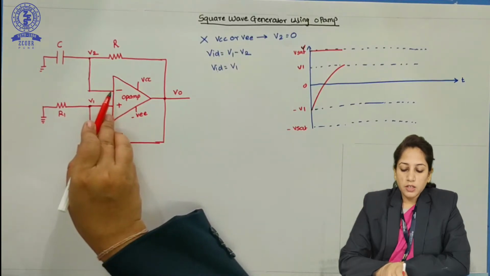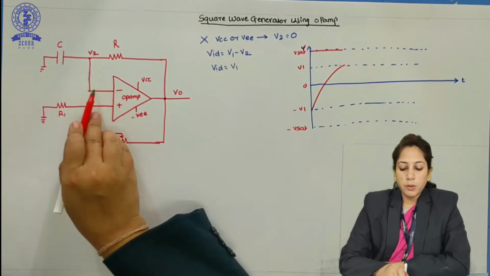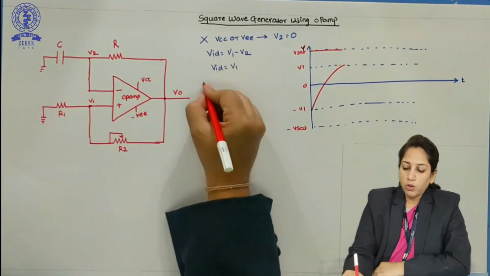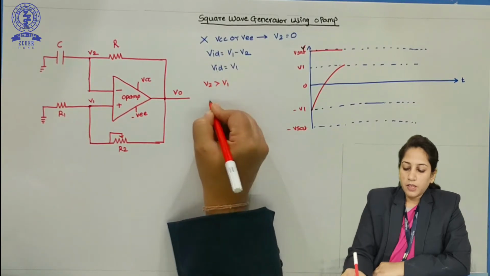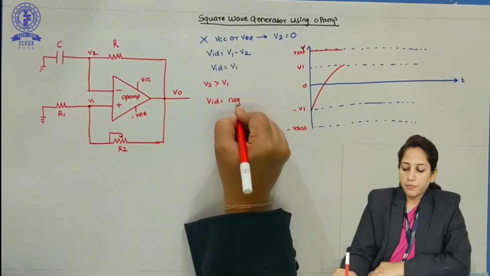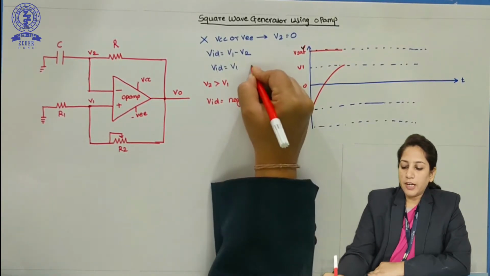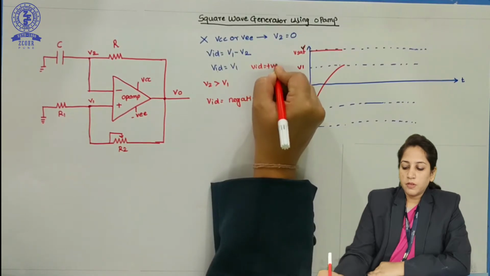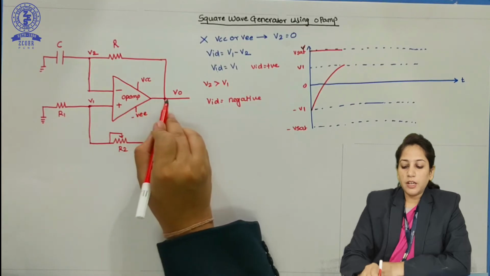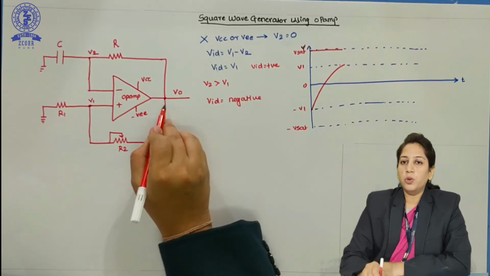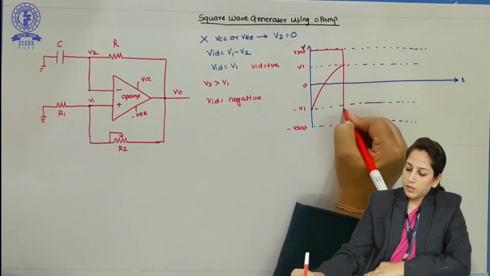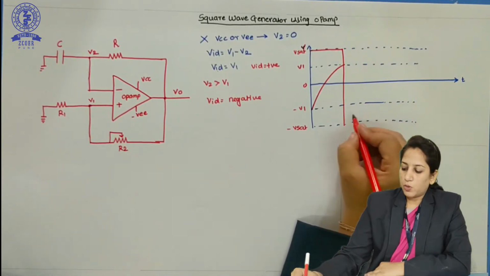Okay, so at a certain point when V2 will be slightly more than V1, then my VID will be negative. Here my VID was positive, now it will become negative, and if VID is negative, then the output voltage will switch to minus V saturation. So here my output voltage will switch to minus V saturation.